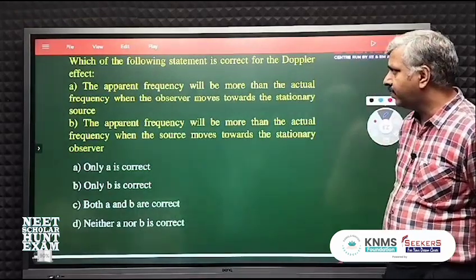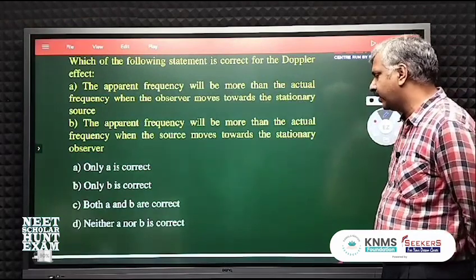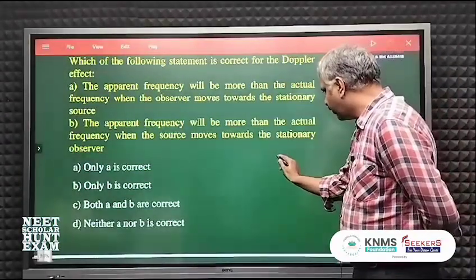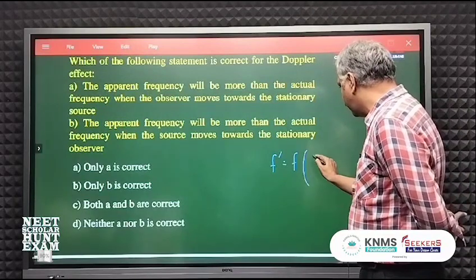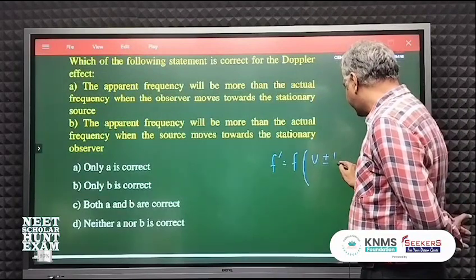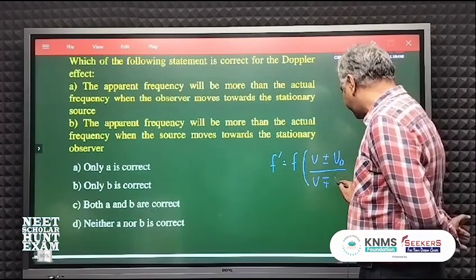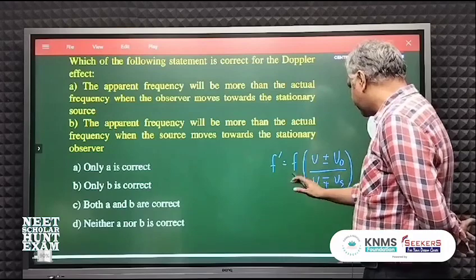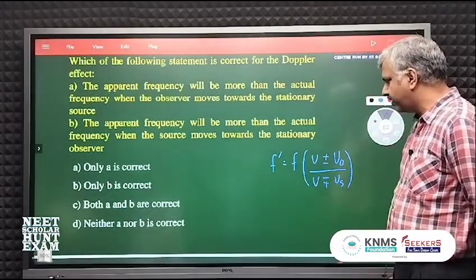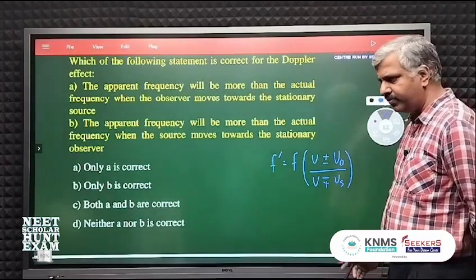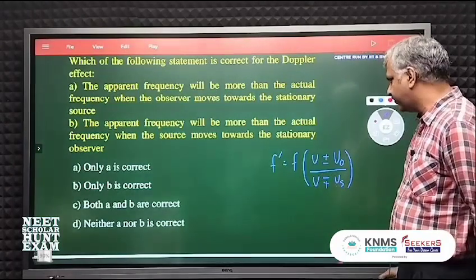I'll explain this by giving you a quick overview of Doppler's effect, and then we will work it out. According to Doppler's effect, f dashed is equal to f into (v plus minus vo) divided by (v minus plus vs). So this is the formula for Doppler's effect. We don't need to know the derivation for this. When you are approaching the NEET exam, they won't ask us for derivations, but this is the formula which I am sure you would have seen, and then you have understood this.